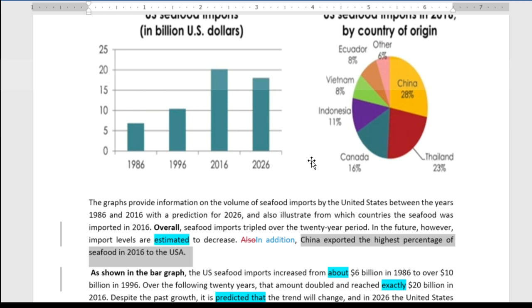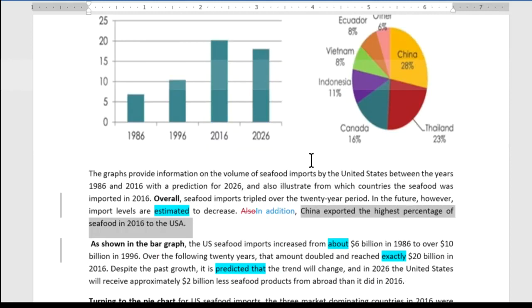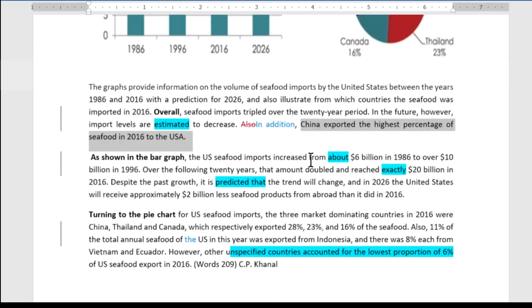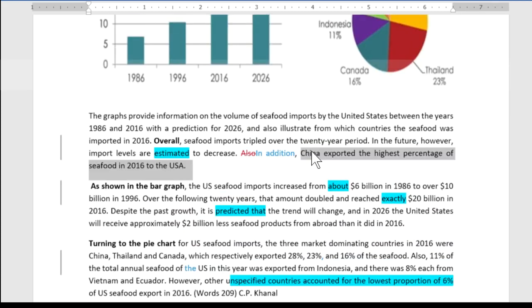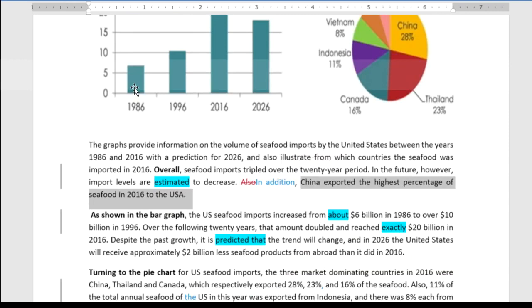Let me tell you some other things that I like that have contributed to a high score for task achievement. Another aspect of task achievement is about precision, and here we've got exactly 20 billion, and here we've got about 6 billion. So if we have a look in 1986, we can't determine the exact level. We can only determine the exact level when it exactly hits these crosses. So this candidate is spot on with the way that they're reporting data.